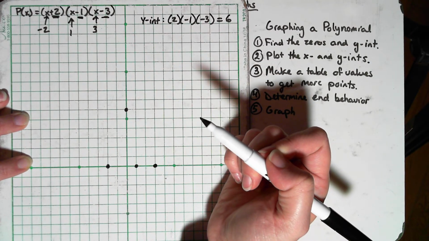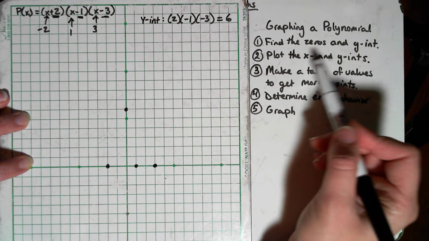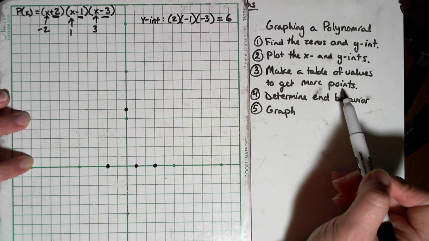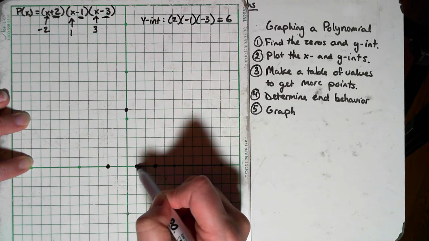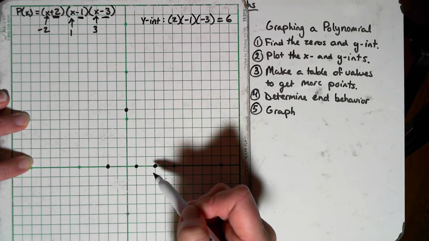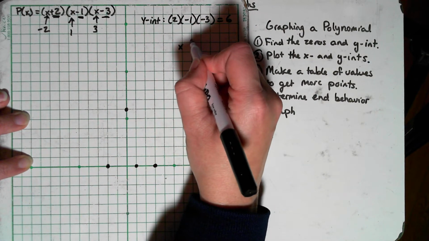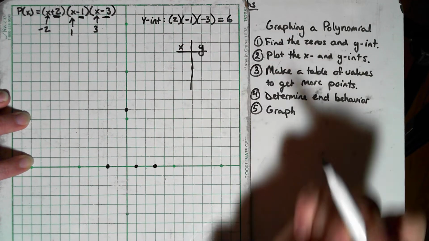Okay, next, I've done steps 1 and 2. So I found the zeros and the y-intercepts and I graphed them. Now I need to make a table of values to get more points. Now, for my class, at least, it's okay to just have 1 point between each pair of zeros. But the more points you have, the more accurate your graph is going to be. So what I'm going to do is I'm going to pick x values and I'm going to find y values. And I can do this using a calculator.